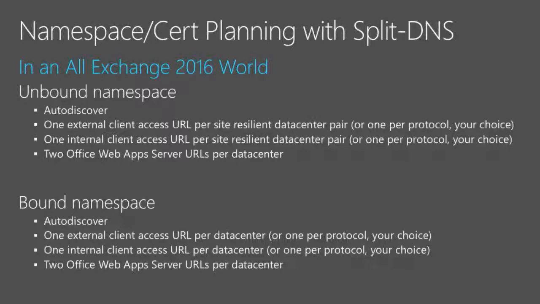And when we talk about namespaces, we've got two models, an unbound namespace model and a bound namespace model. The easiest way to think of it is in the unbound model, we don't care what server you hit. You just type in a URL, you get to a server. We don't care what data center that server lives in.